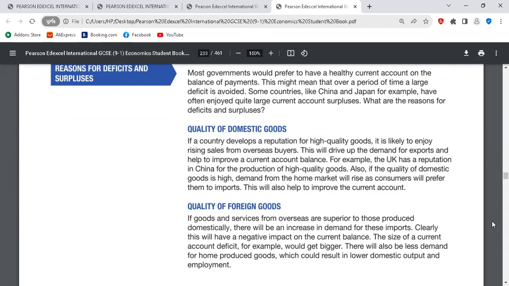The first one is the quality of domestic goods. If a country develops a reputation of high quality goods, it is likely to enjoy rising sales from overseas buyers. This will drive up the demand for exports and help to improve a current account balance. So if your country is known to sell quality products, exports of your products will increase. As a result of that, you have an improved balance of payments, which might be surplus.